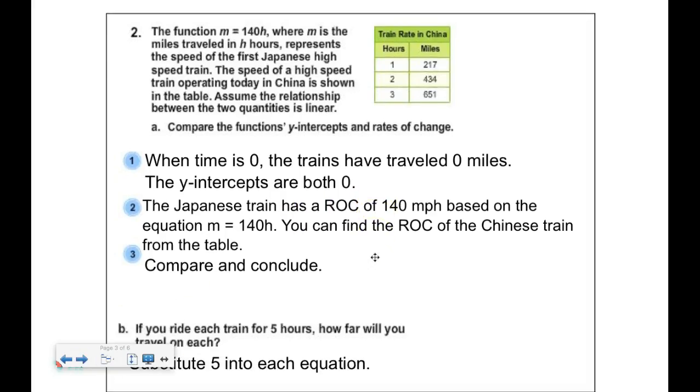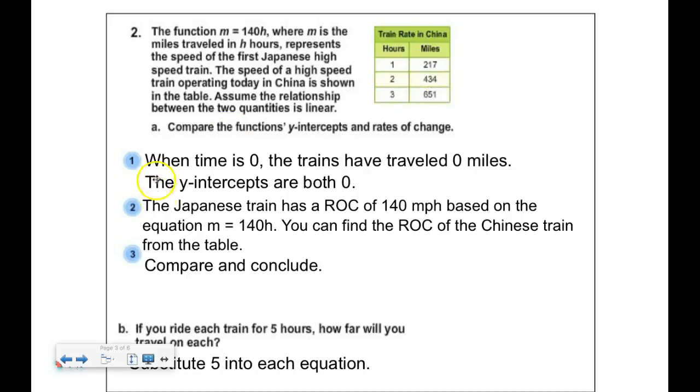The function m equals 140h, where m is the miles traveled in h hours, represents the speed of the first Japanese high-speed train. The speed of a high-speed train operating today in China is shown in the table. So I've got an equation here, a table there. Assume the relationship between the two quantities is linear. Okay, so compare the functions' y-intercepts and rates of change.